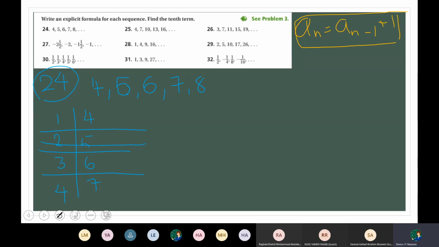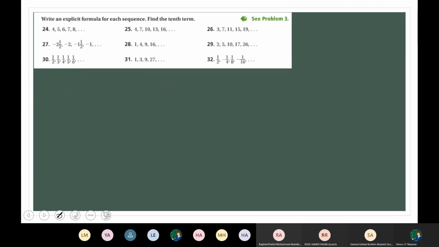Look here now. 1. If I add 3 to 1, did I get 4? Yeah. If I add the same number to 2, did I get 5? Yeah. Yes. So my explicit formula will be a n, which is this is n, I mean, plus 3. This is now the difference between recursive and the explicit.